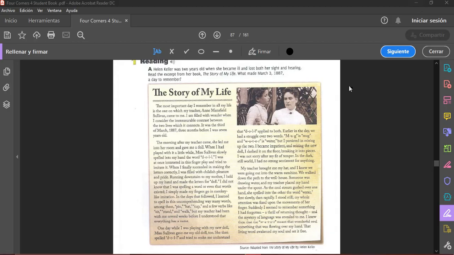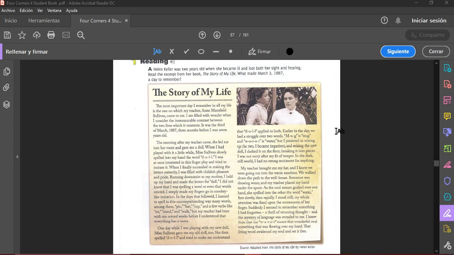Lesson D. A Day to Remember. Page 80. Exercise 1. Reading. The Story of My Life. The most important day I remember in all my life is the one on which my teacher, Anne Mansfield Sullivan, came to me. I am filled with wonder when I consider the immeasurable contrast between the two lives which it connects. It was the 3rd of March, 1887, 3 months before I was 7 years old.